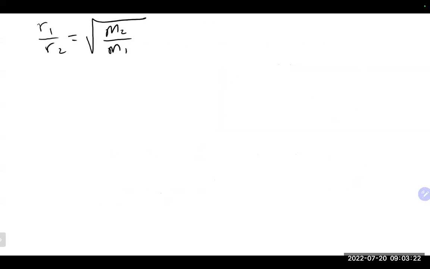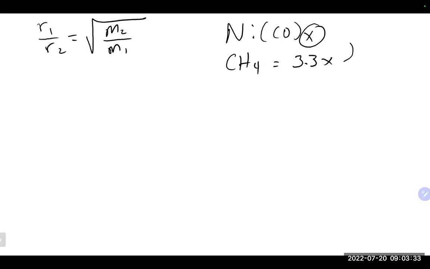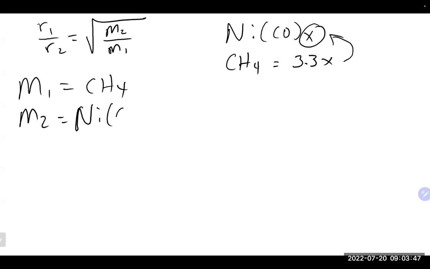Yeah. So we have a nickel compound here, and we don't know what that is, but we do know that CH4 effuses 3.3 times faster than this guy. So if we call our first guy M1, the methane, we'll call M2 the nickel compound. Doesn't really matter which one you pick, as long as you keep those guys together. The first thing we'll need is the molar mass of our CH4.